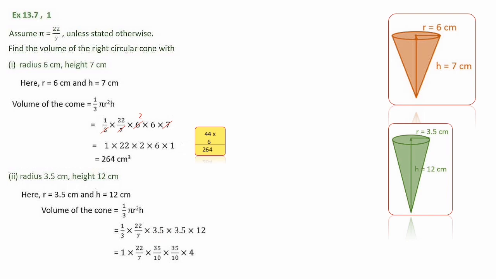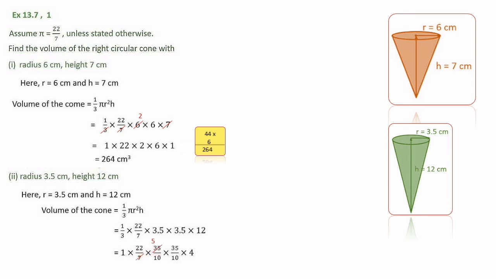So 3.5 we can write it as 35 by 10, and here also 3.5 we can make it as 35 by 10. How we have got 10 in the sense, when we divide a number by 10, we will move the decimal, or we will place the decimal one digit from the right. So 35 divided by 10 means it is 3.5. That's what we have done this way. Then we will go for cancellation.